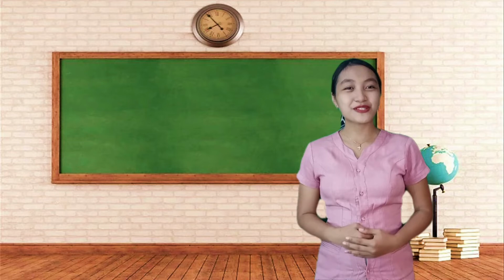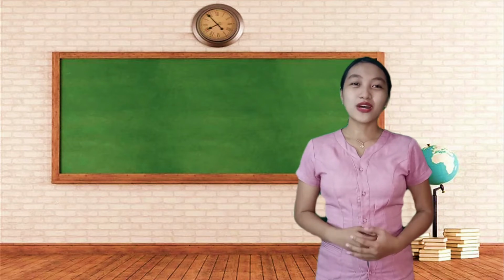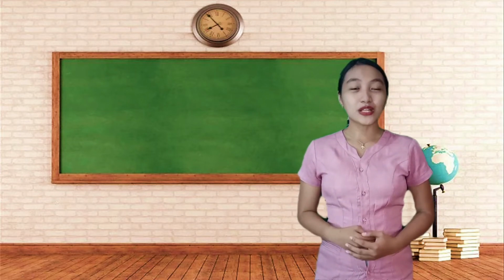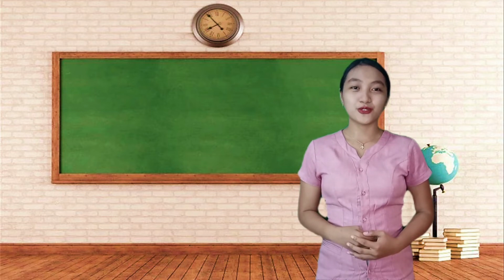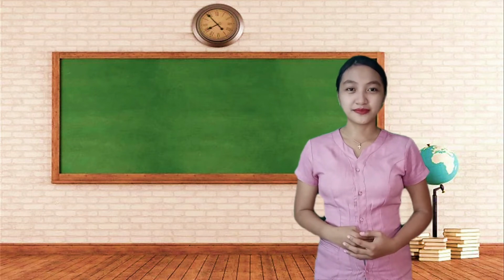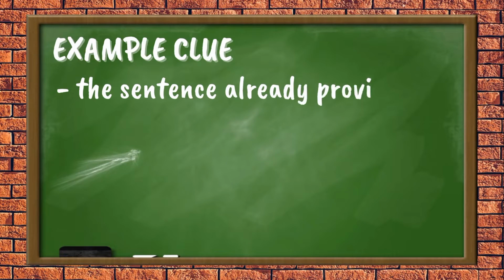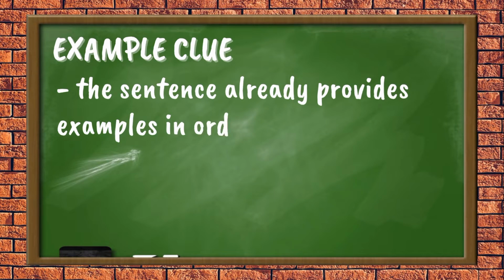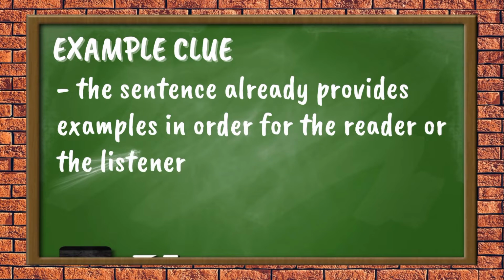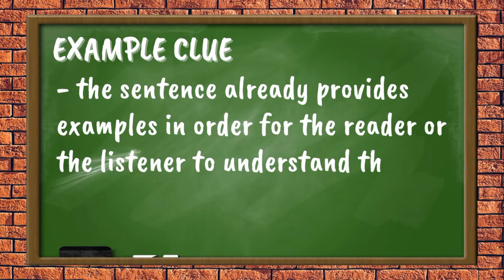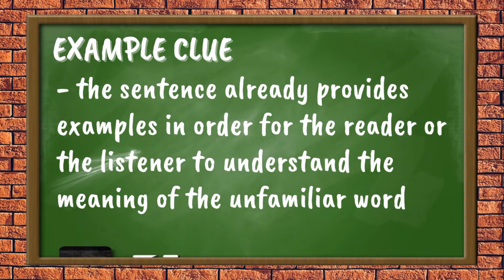There are different types of context clues. The one that we just did earlier is what we call an example clue. In using the example clue, in order for the person to understand the meaning of the difficult word, the sample sentence already provided examples in order for the reader or the listener to understand the meaning of the unfamiliar word.